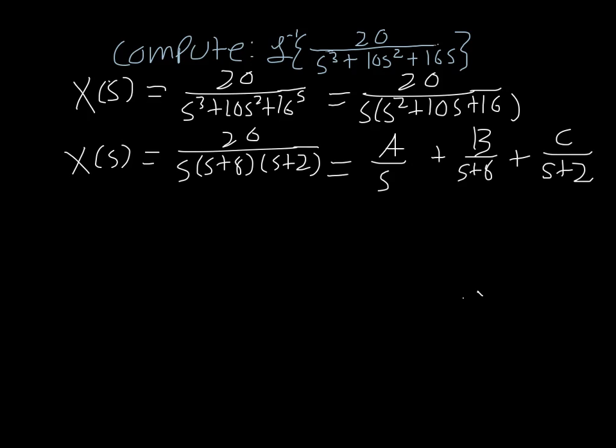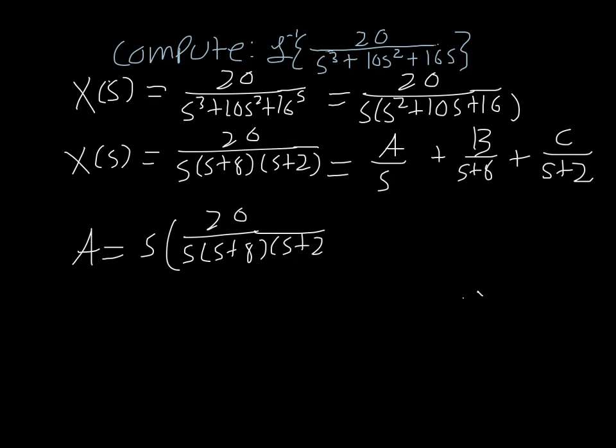You can do that in two ways. One way, you could cross multiply and then equate the s squared terms, the s terms, and the constant terms, and have a system of equations. But I'm going to do it a little bit easier way. So let's start with A. We can say that A is equal to s times our rational polynomial, 20 over s times (s plus 8) times (s plus 2).